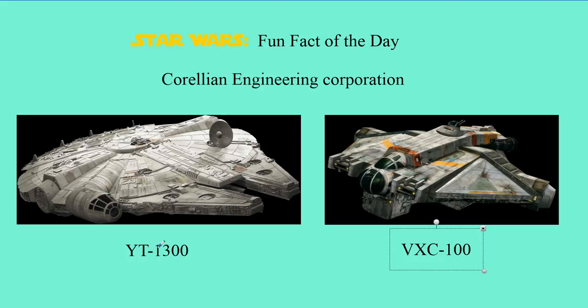It's not the only YT 1300, but the Millennium Falcon is a famous one. It also makes another light freighter called the VX 100. It's an older ship, and this one is the Ghost from the Rebels show. And so there is your fun fact, Corellian Engineering Corporation. There's a lot of other ones that are mentioned in non-canon episodes.